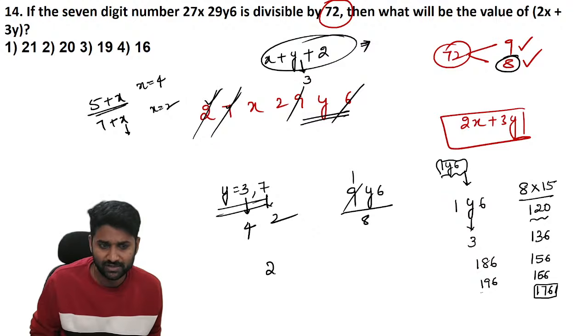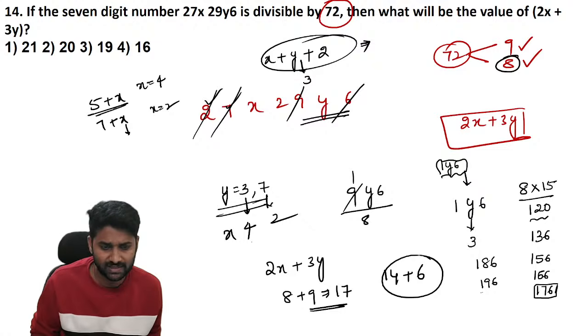Now let's do the calculation. 2x plus 3y. So here 2 into 4 is 8, 3 into 3 is 9, answer is 17. This is one case. 2 into 2 is 4 and 3 into 7 is 21, then the resultant is 25.